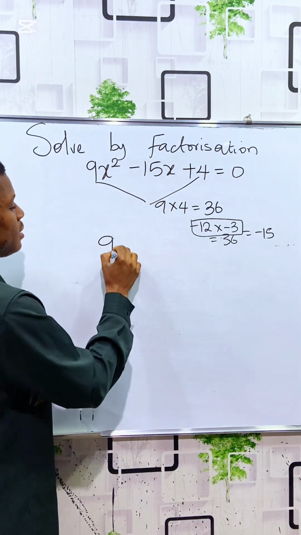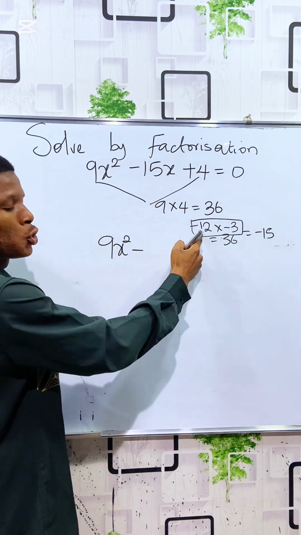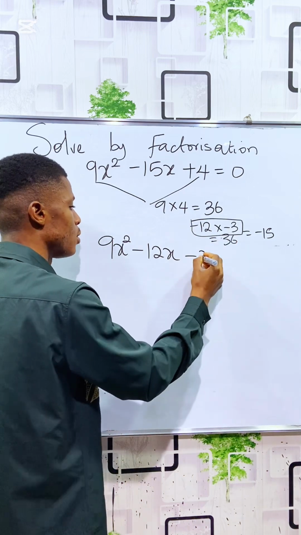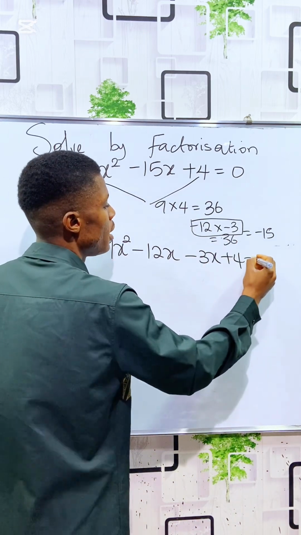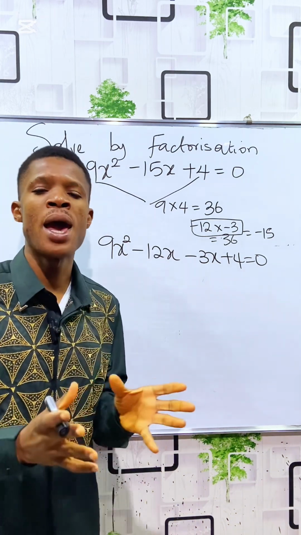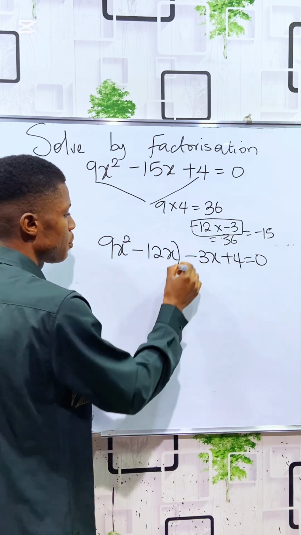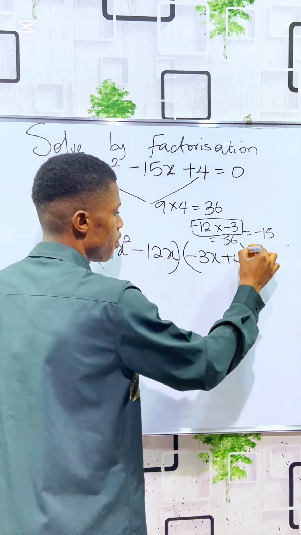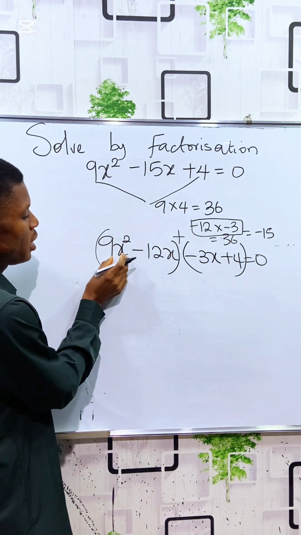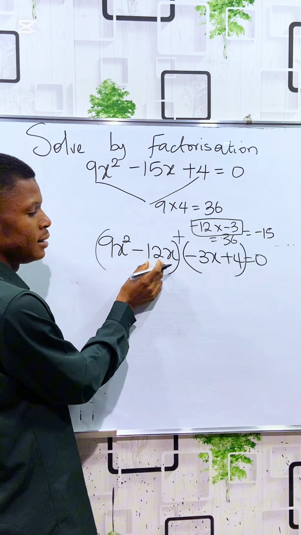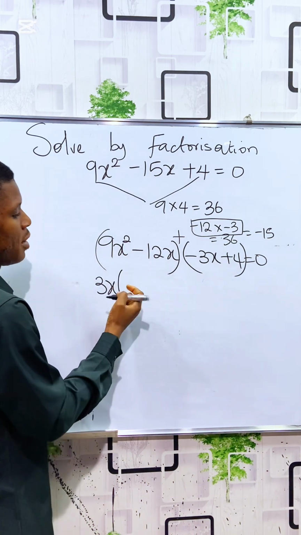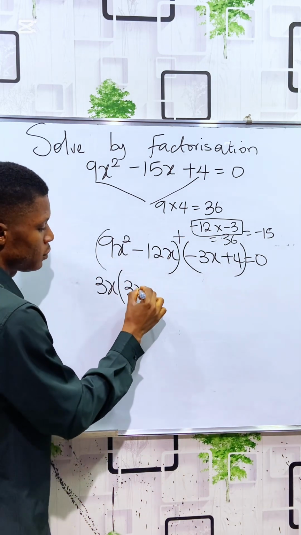We'll now use these factors to expand the middle term. So we have 9x squared minus 12x minus 3x plus 4 equals 0. Then the next thing we do is pair two terms. I pair the first two terms and also pair the second two terms. Okay, now I can factorize. What is common between 9x squared and minus 12x? What is common is 3x. If you factor 3x out of 9x squared, you are left with 3x.